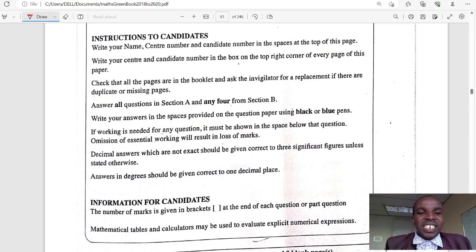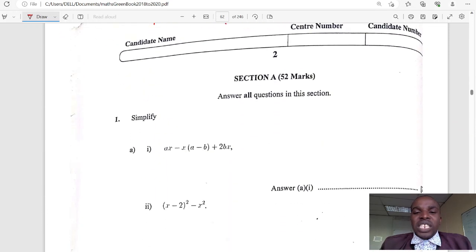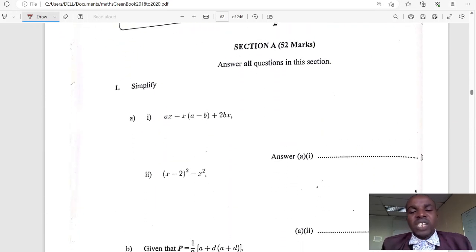Instructions. If the degree of accuracy is not specified, please take note of that part. Give 3 significant figures, unless otherwise stated. Angles are in degrees to 1 decimal place. Omission of essential working will result in loss of marks. Take note of that part.